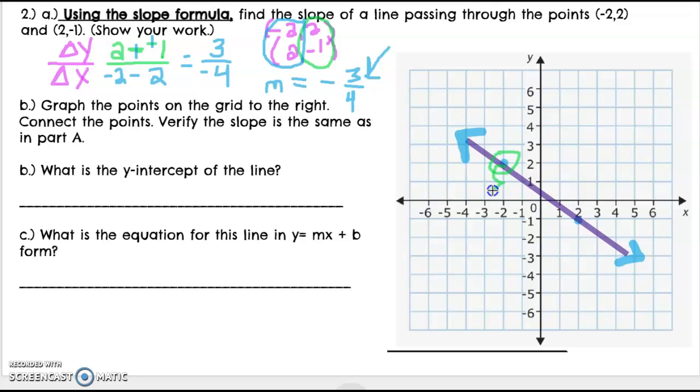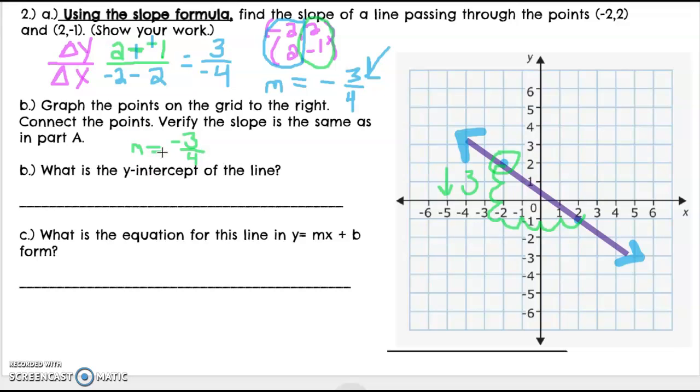So I'm going to go 1, 2, 3. I have to go down 3 in order to be even with that new point. Down 3 is negative 3 because I'm going down. And then I have to go to the right 1, 2, 3, 4. So guess what? My slope is negative 3/4. It works. Woohoo! So let's look at the y-intercept.